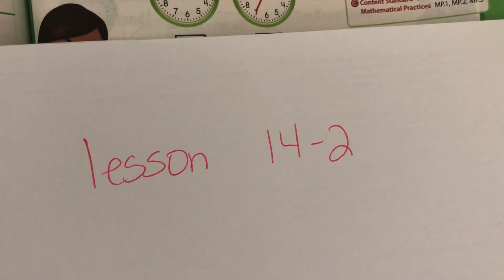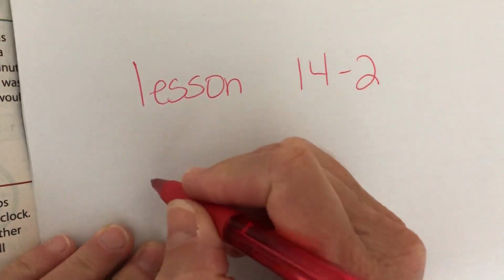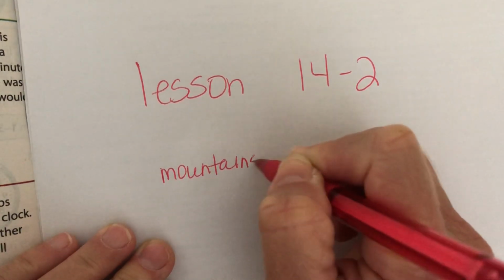Lesson 14-2, we are going to do elapsed time, which means how much time has gone by since we started something and ended something. So I'm going to show you a little trick that I like to do, okay? It's called mountains, hills, and rocks.